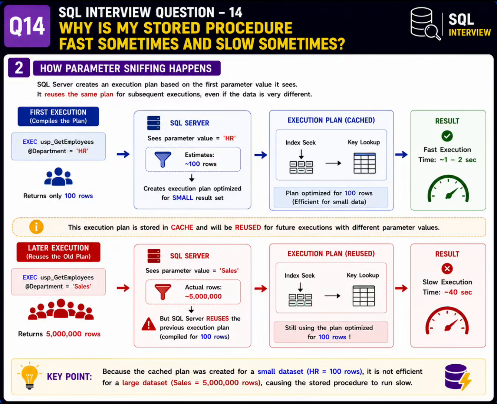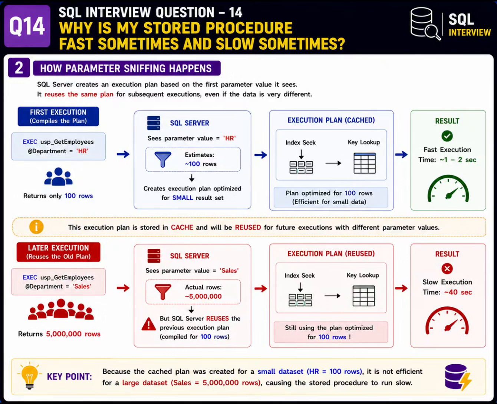cache. Later, another user executes the same procedure with department equal to Sales. Now, the Sales department contains 5 million records. Instead of creating a new execution plan, SQL Server reuses the old cached plan that was built for only 100 rows. Because of that, the plan is not suitable for a large data set. The stored procedure becomes very slow. This behavior is called parameter sniffing.